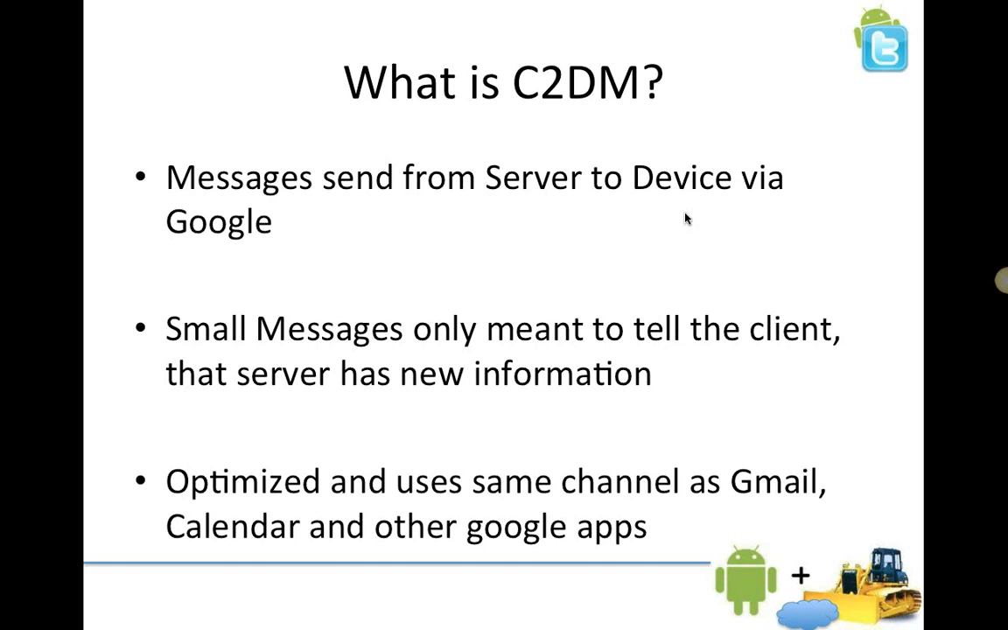Server will say, hey, you got new updates, new tweets available, or new status available. Just check it out. A very small message says that. And then the client goes to the server and actually makes a RESTful call to get the information which it requires. Another thing about C2DM is it's very, very optimized. You must be wondering, how is Gmail syncing, how is Calendar syncing so efficient? So C2DM also uses the same channel. Every Android device has a channel with the cloud, which is very, very optimized. It takes a very small amount of bandwidth and battery, and C2DM works on the same channel.